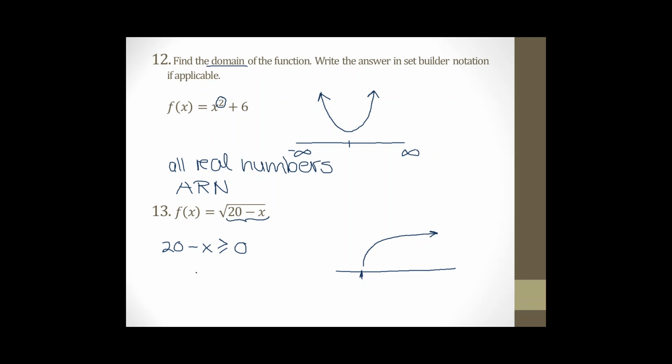Now you're solving for x, so subtract 20 from both sides. Negative x is greater than or equal to negative 20, and then divide by a negative 1. Remember what happens if you're dividing by a negative number, the sign flips and it's less than or equal to positive 20. Okay, so writing this in set builder notation, x such that x is less than or equal to 20.